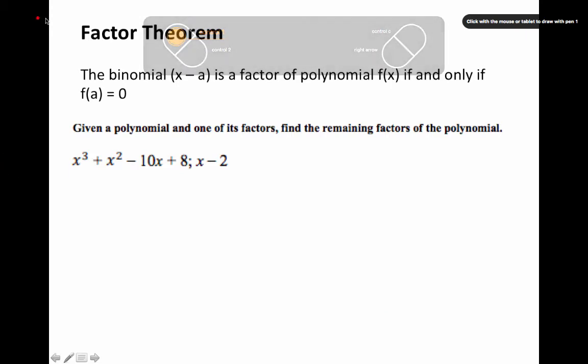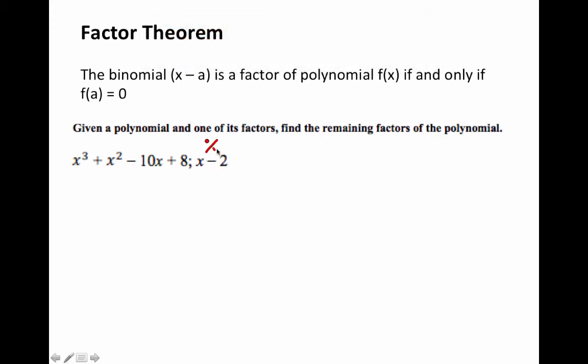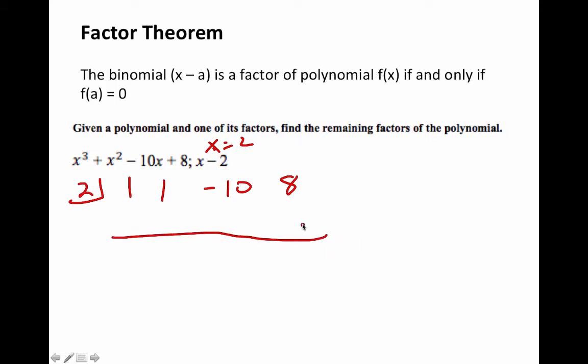Here we go. Put your 2 in a box. So I'm going to put a 2 in here. And I'm going to have, excuse me, 1, that's the cubed, squared, linear, constant, and we go like this.